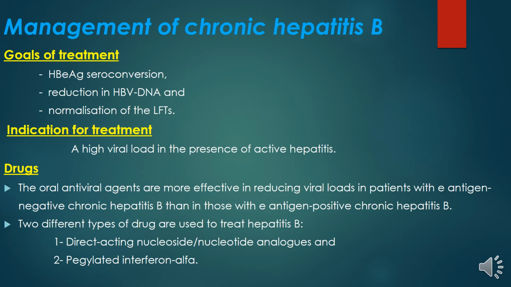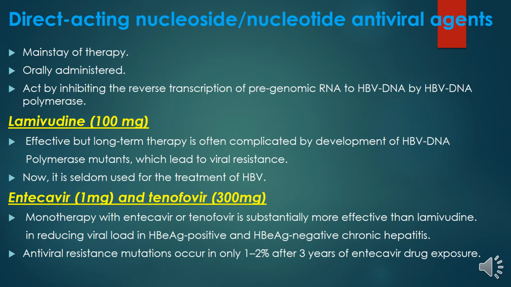Two different types of drugs are used: direct acting nucleoside or nucleotide analogs and pegylated interferon alpha. Direct acting nucleoside or nucleotide antiviral agents are the mainstay of therapy, orally administered and acting by inhibiting the reverse transcription of the pre-genomic RNA to hepatitis B virus DNA by hepatitis B virus DNA polymerase.